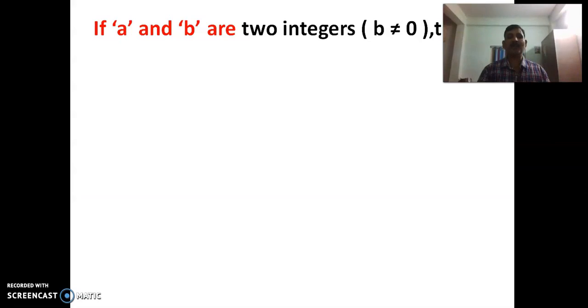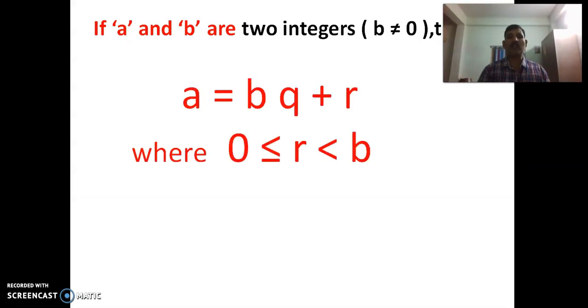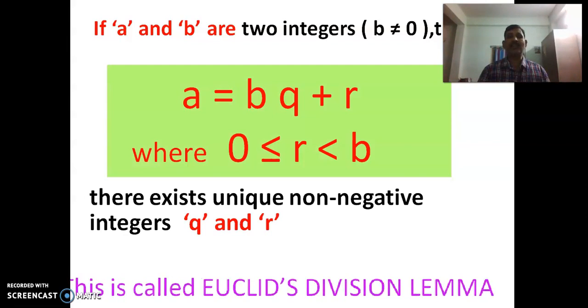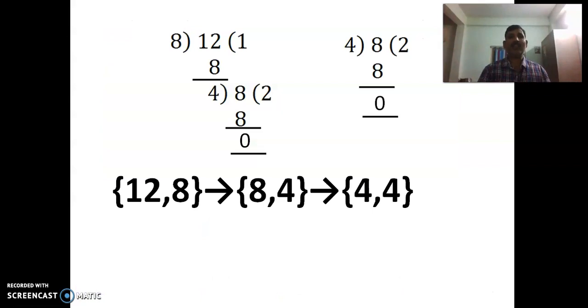This is known as division lemma. If a and b are any two integers, of course b not equal to 0, then there exist two non-negative integers q and r such that a is equal to bq plus r, where 0 less than or equal to r less than b. This is known as Euclid's division lemma. Now we are going to make use of this division lemma for considering the division algorithm. Division algorithm is a process, right?